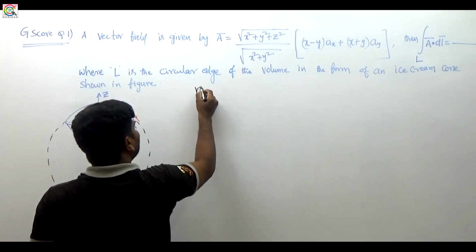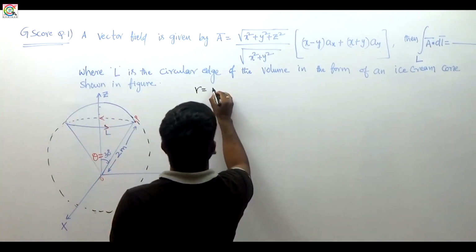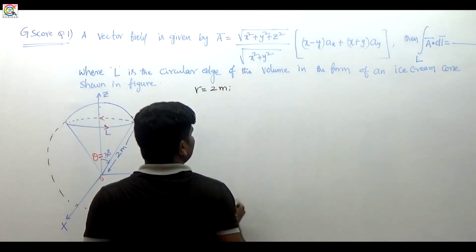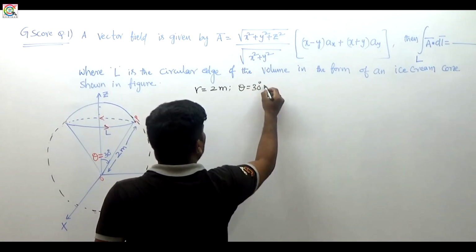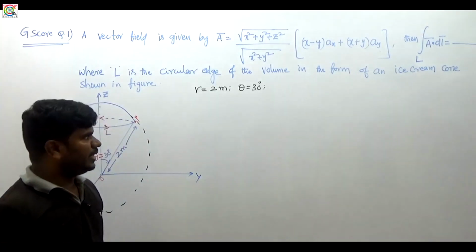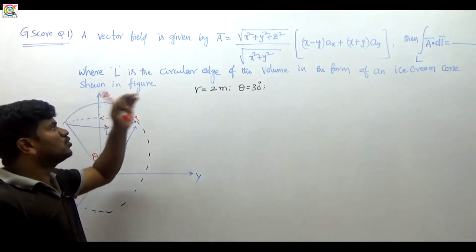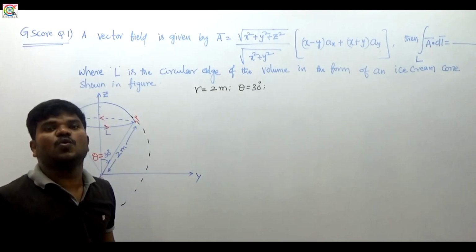So now what is the given information? Here R is equal to 2 meters, meaning the radius of the sphere, and theta is equal to how much? It is 30 degrees, right? So r is there, theta is there. Now what about phi?